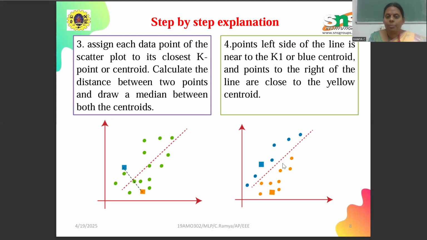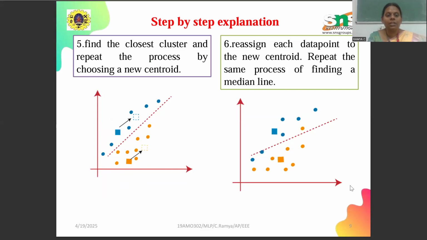Coming to the fourth step, the blue centroid and the orange centroid points are displayed separately for our understanding. So all the green color data points are now divided into blue as well as orange based on the centroids we have placed. Coming to the fifth one, now again we go to the refining process. Here we find the closest cluster and repeat the process by choosing the new centroid point. You can see this from the squared centroid points.